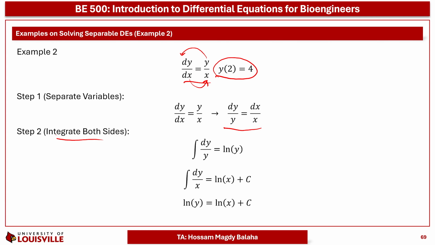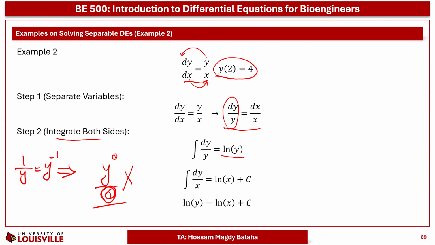Integrate both sides, so the integration of the left side will be ln y. The integration of 1 over y equals ln y. And don't try to do what we did in the previous example, writing 1 over y as y to the power of -1 and integrating by incrementing the power. This is a mistake because you would be dividing by 0.